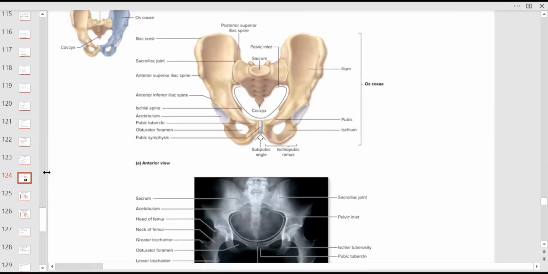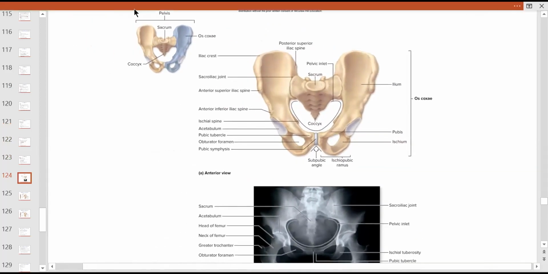So here's an anterior view. And one os coxa is all three bones, you see? And they're connected anterior with the pubic symphysis. So I'm going to ask you the pubic symphysis on an exam. And then you should know the difference between the sacrum and the os coxa, of course. So rule that out, and the coccyx. And the os coxa is the three bones. So ilium, ischium, and pubis.